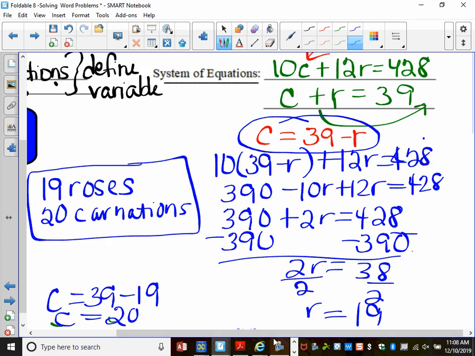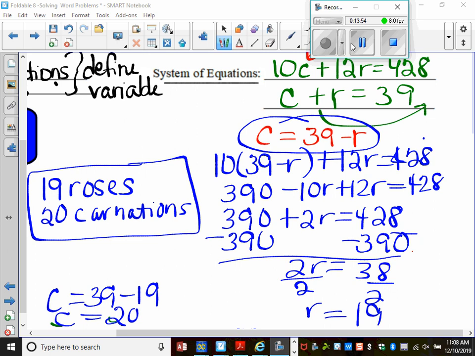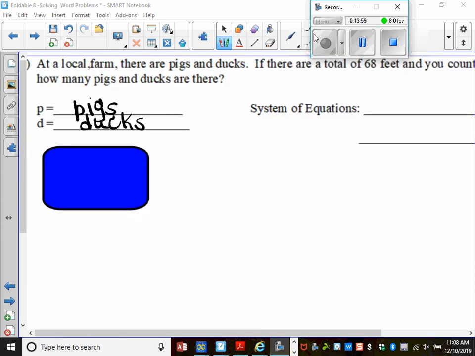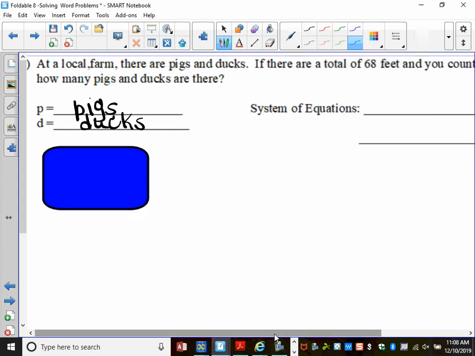Okay. So don't write a coordinate. This time we're writing words. All right. So at a local farm, there are pigs and ducks. If there are a total of 68 feet and you count 26 heads, how many pigs and ducks are there? All right. Now I only have in my problem feet, and then I have the head.